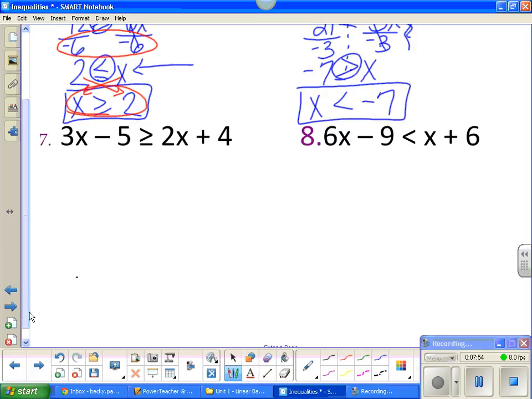Number 7, we have x's on both sides. Well, if I know I want my x to end up on the left-hand side, then let's move them that way. So I'm going to subtract my 2x over here. 3x minus 2x is 1x, so I'm just going to write x. If you want to write a 1x, that's fine. Minus 5, I do not flip because I just subtracted. And there's my 4. And the last thing I have to do is add 5.